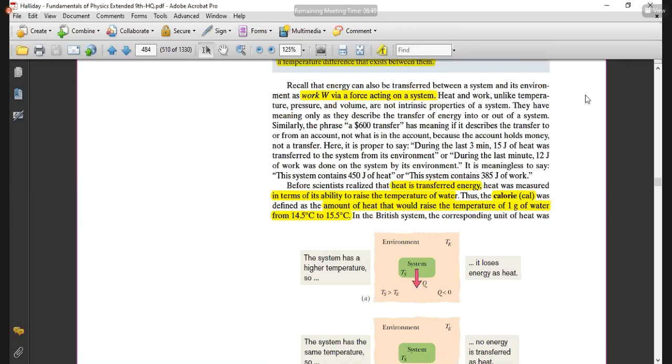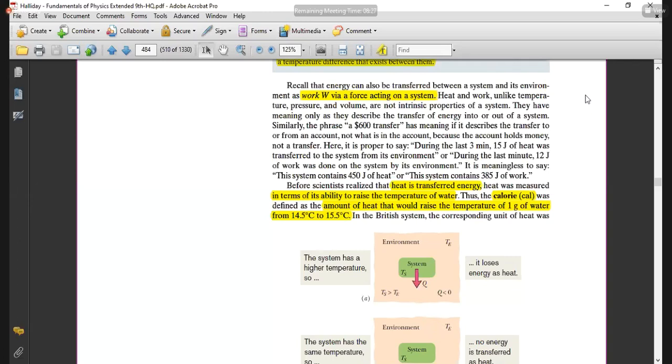Okay, so calorie was initially the unit of heat. It is basically the amount of heat that is required to raise the temperature of 1 gram of water by 1 Kelvin, that is, from 14.5 degrees to 15.5 degrees.